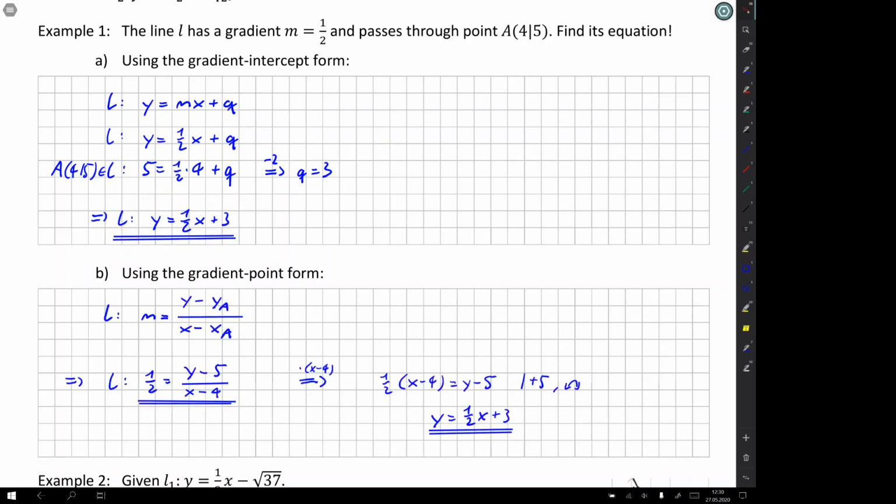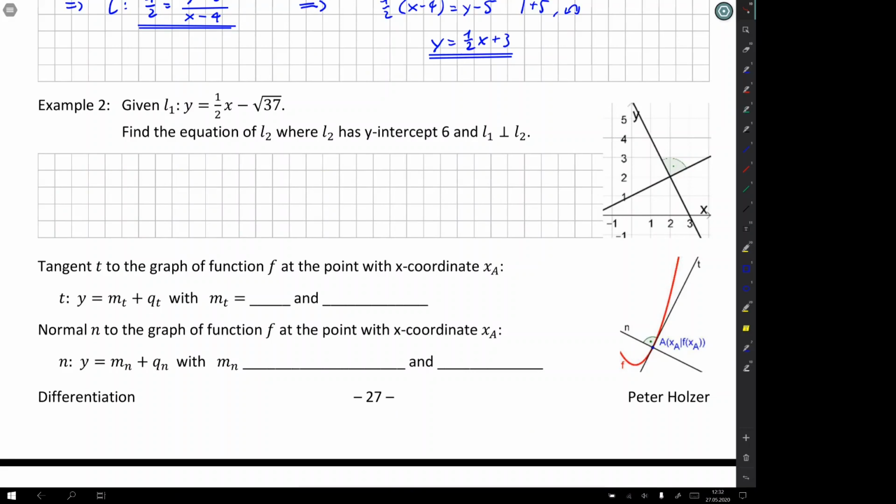Now let us find the line using the gradient point form. So m equals y minus ya divided by x minus xa. Well, m is given, is 1/2, and A is also given, so we insert for ya the 5 and for xa the 4, and we've got the line in the gradient point form. If we want, we can transform it, so we get it in the gradient intercept form. We multiply by x minus 4, and then we just add 5, and we get obviously the same equation as before. Now solve example 2, practicing with perpendicular lines.